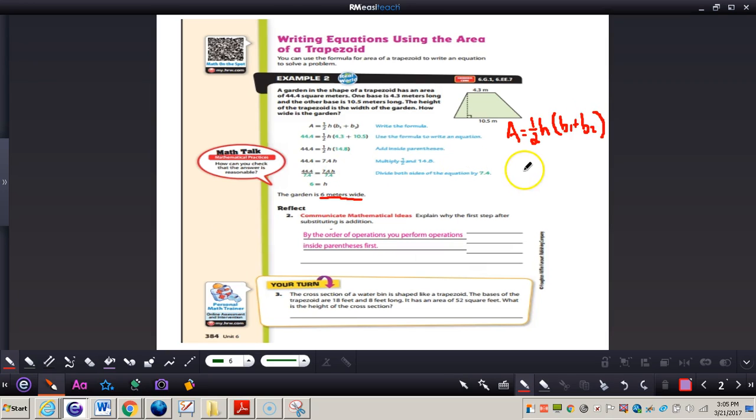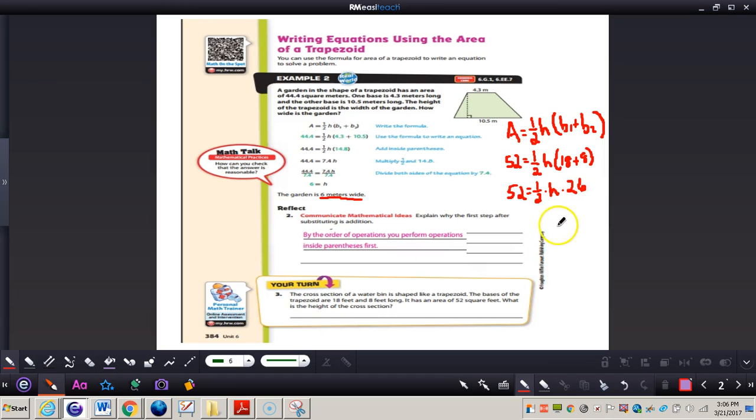Now that you've written the formula, we can plug in what we know. So we already know that the area is 52 square feet. But that's not what we're trying to find. We're trying to find the height. 52 square feet equals 1/2 times the height times base 1, which is 18, plus base 2, which gives us 8. Now our next step is adding what's in the parentheses. 18 and 8 gives us 26. So now we'll have 52 equals 1/2 times the height times 26.